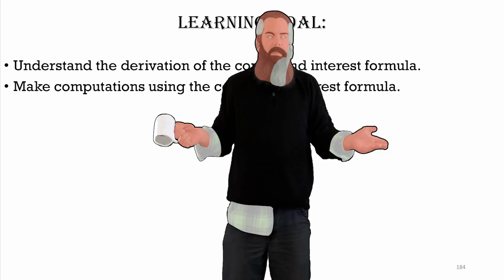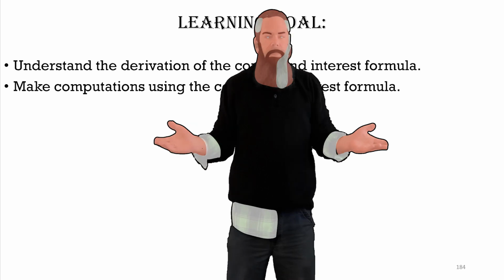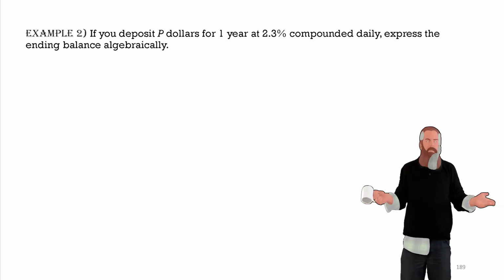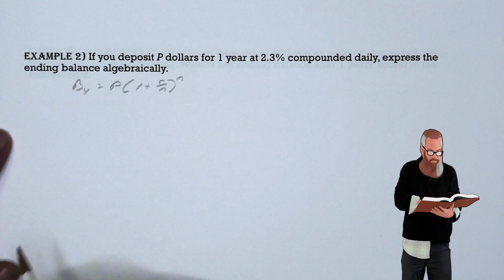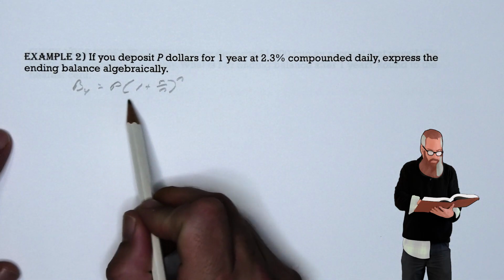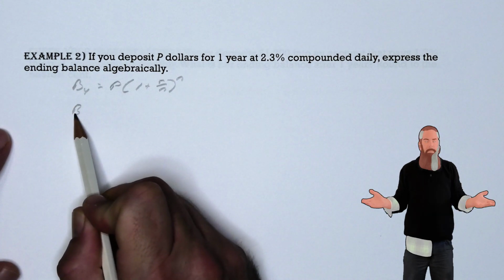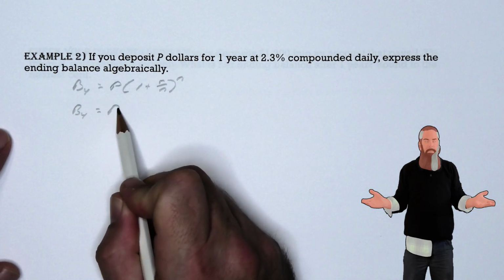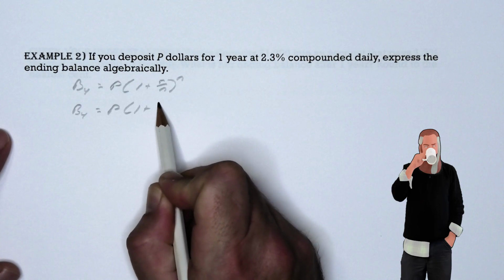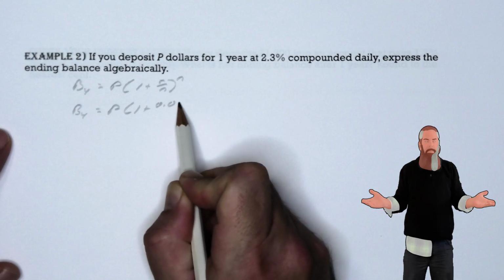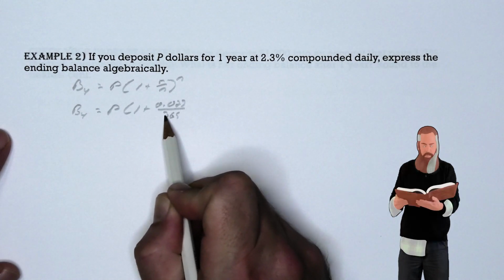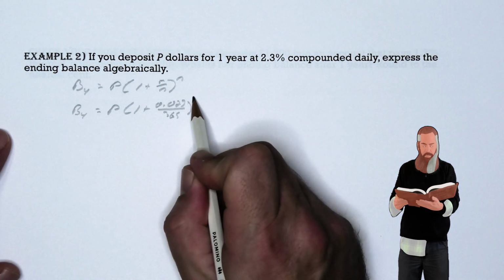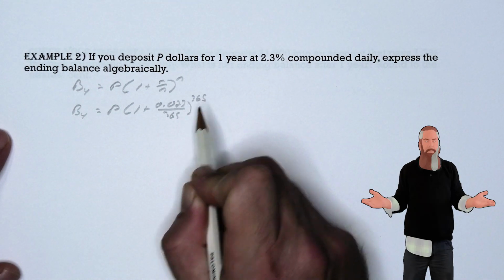Now let's understand how the compound interest formula is derived. If you deposit P dollars for 1 year at 2.3% compounded daily, express the ending balance algebraically. We know our formula from example 1, so we go ahead and start by having that. This would mean that B sub 4 will be equal to P times 1 plus the interest rate of 2.3%, which is 0.023. Daily means 365 times in a year unless it's a leap year, and then 365 as the exponent.